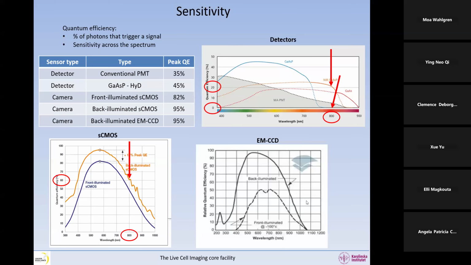And in the EMCCD cameras, it's a little bit the same thing. Around 800, we can get up to 80%, but that would be the top of the line detection in that wavelength. So you can see that all the sensors are actually not equal at all in terms of detecting photons, and also across the whole spectrum that we use.